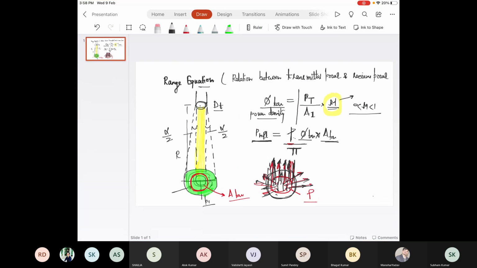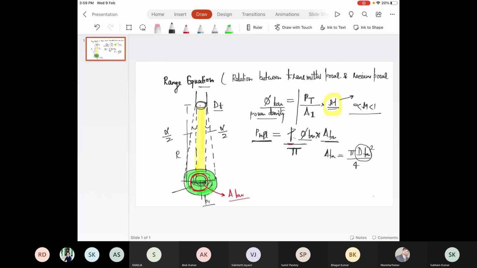Okay, so I hope it is clear now. P reflected gives us the reflected power per unit solid angle. Here, if you see, A target is calculated as pi D target square divided by 4. D target is the target diameter, as you can see over here.